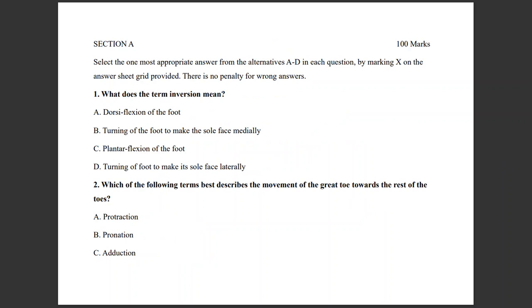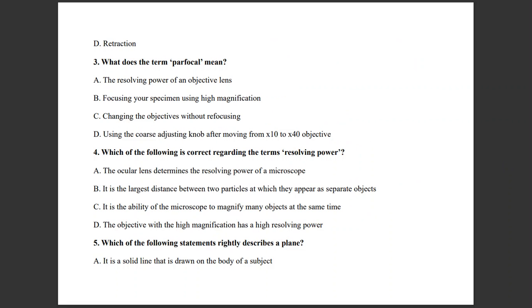Number two, which of the following terms best describes the movement of the great toe towards the rest of the toes? When you are moving any body part towards others, that is adduction. You're trying to add. So the answer is adduction. Protraction is just trying to move something forward, for example, moving your tongue outwards, or your eyes, you're trying to bring them outwards. That's protraction. Pronation is where the palm of your hand faces downwards.